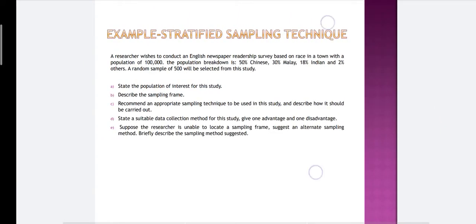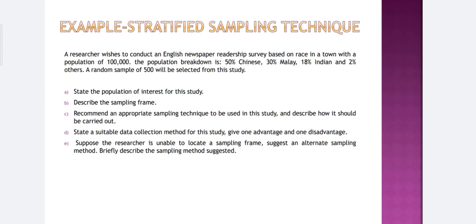Okay, the next example. Sekejap yang ni. A researcher wishes to conduct an English newspaper readership survey based on race in town with a population of 100,000. The population breakdown is 50% Chinese, 30% Malay, 18% India and 2% others. A random sample of 500 will be selected. So, first of all kat sini, you kena kira dulu population dalam setiap group.